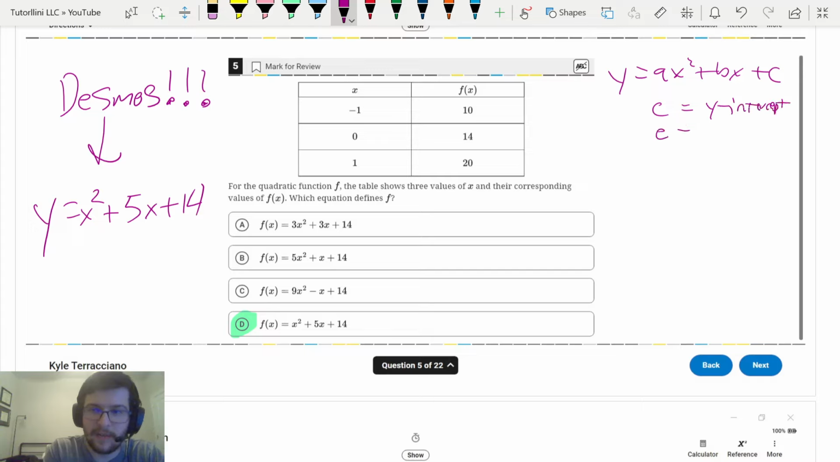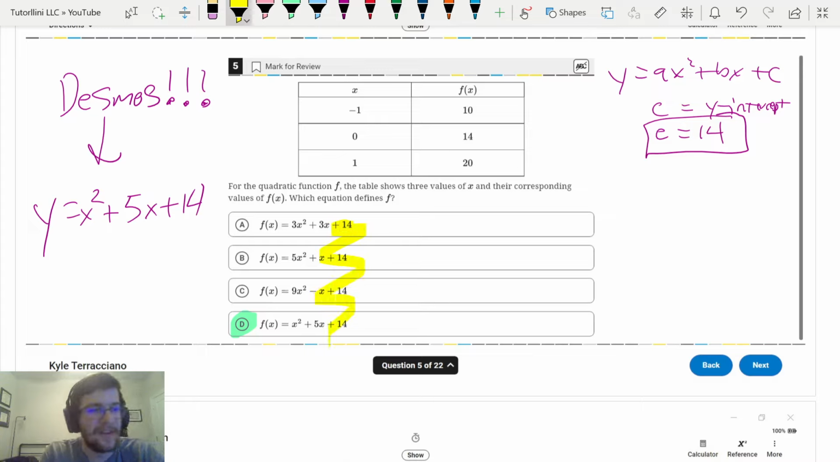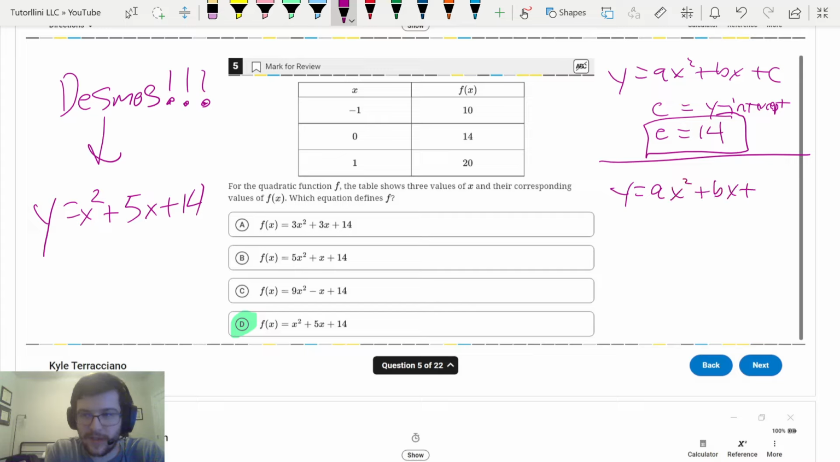So that means in this problem, c is 14 because when x is 0, y is 14. That's the definition of y-intercept. X is 0, right? So c is 14, and you look at all these, and that doesn't really help. So we're kind of still in big trouble here. But at least we have ax squared plus bx plus 14.